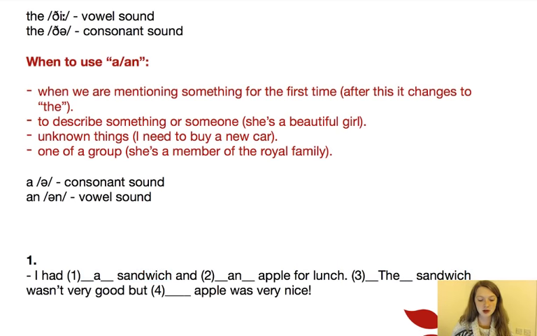The sandwich wasn't very good, but the apple was very nice. So again, the apple. We already introduced the apple. So when mentioning something for the first time, we use an apple. But here we're mentioning it for the second time. It's the same apple. So we use the because we're referring back to that apple that we mentioned before. Okay? I hope that makes sense. People in the comments have such mixed answers. But the majority of people have got it.